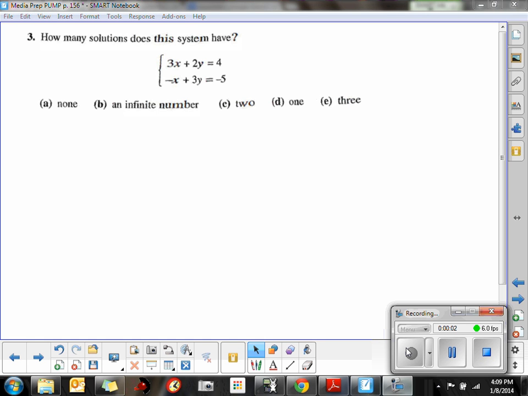Question number 3 wants to determine how many solutions this system has. This is a system of linear equations. This is a linear equation, and this is a linear equation. There are 3 things that linear equations can do in a coordinate plane.